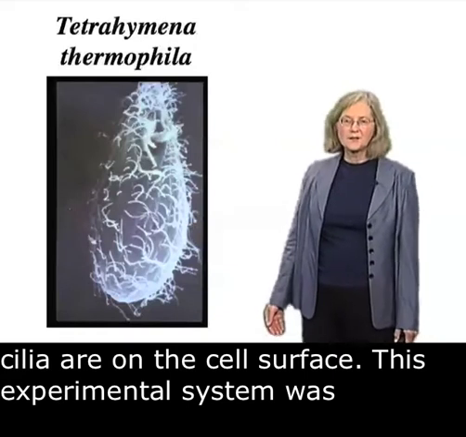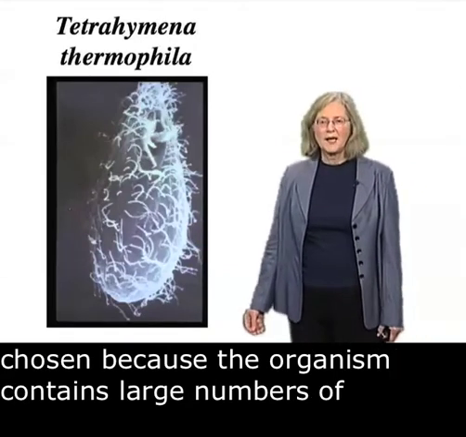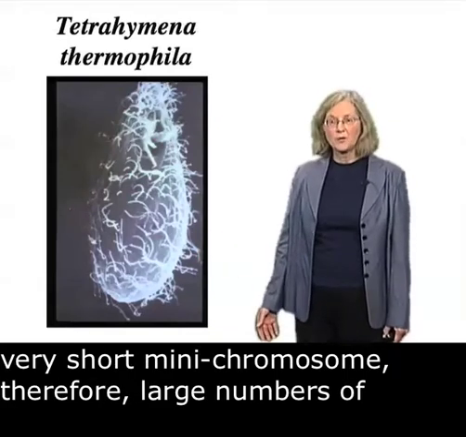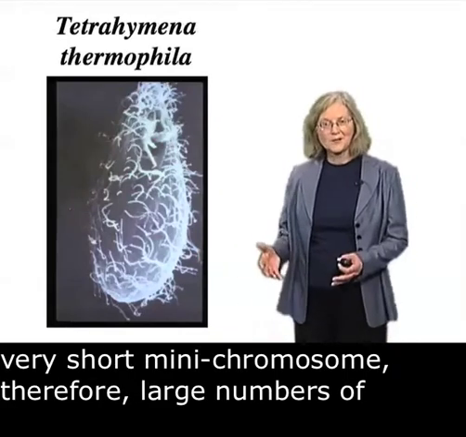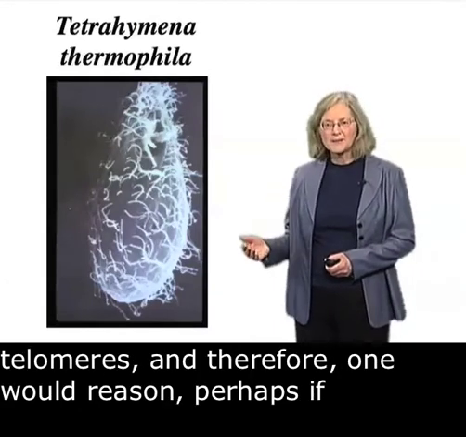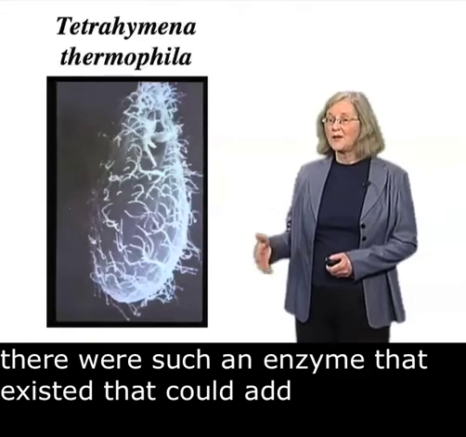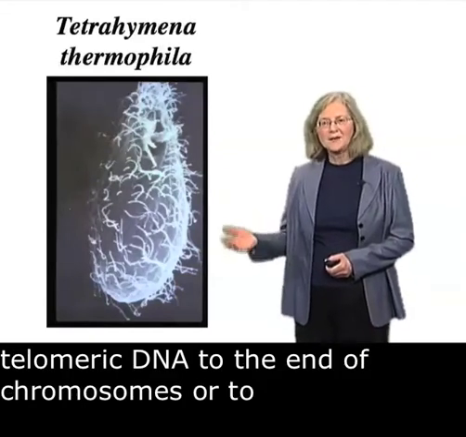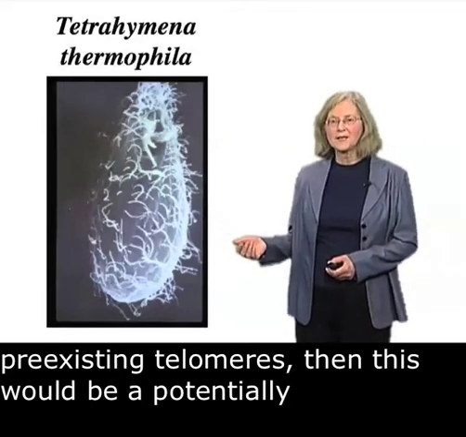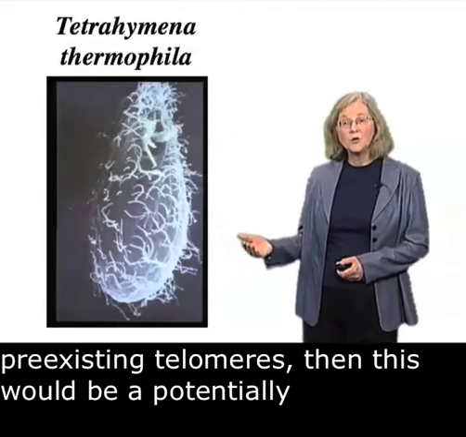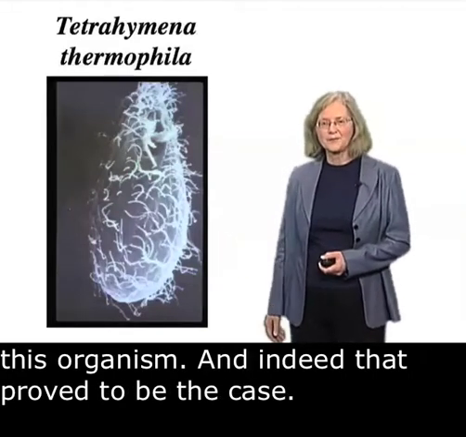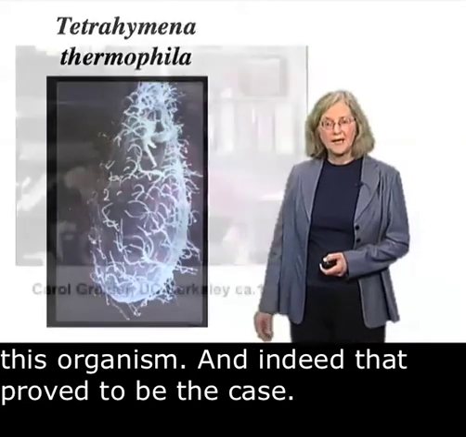This experimental system was chosen because the organism contains large numbers of very short mini-chromosomes, therefore large numbers of telomeres, and therefore one would reason perhaps if there were such an enzyme that existed that could add telomeric DNA to the ends of chromosomes or to pre-existing telomeres, then this would be a potentially good source for it because there's a lot of telomeres in this organism. And indeed that proved to be the case.